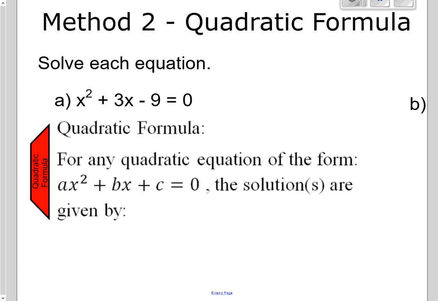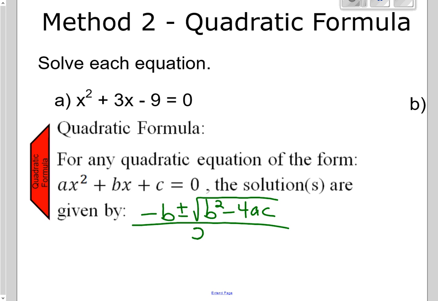So hopefully you already have this somewhere in your notes. But if not, feel free to copy this down. For any quadratic equation of the form ax squared plus bx plus c equals 0, notice this is standard form. There's no brackets, and all your terms have to be on one side, equal to 0. Then we can use the quadratic formula. And our quadratic formula, if the song is not stuck in your head, is -b plus or minus the square root of b squared minus 4ac, all divided by 2a. So there's our quadratic formula.